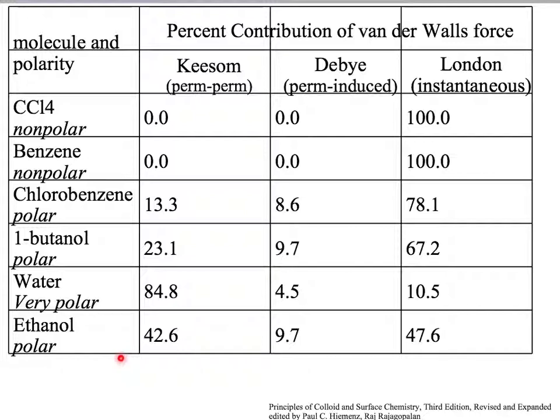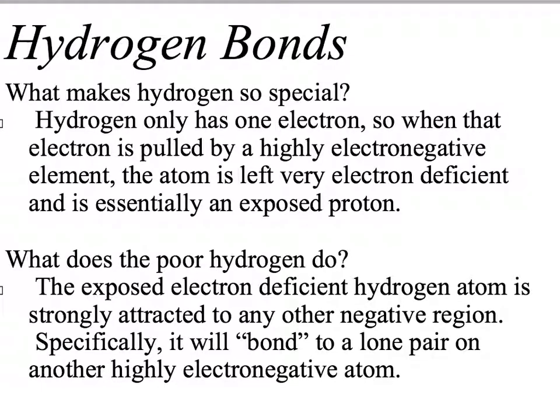We might think that it would be dominated by my Keesom forces, but as I said before, this is a surprisingly strong force, my London force. It's still the largest contributor to the van der Waals forces, even for something like ethanol, which is a 2-carbon alcohol. So not a very large molecule, not very polarizable, but still dominated by London forces.